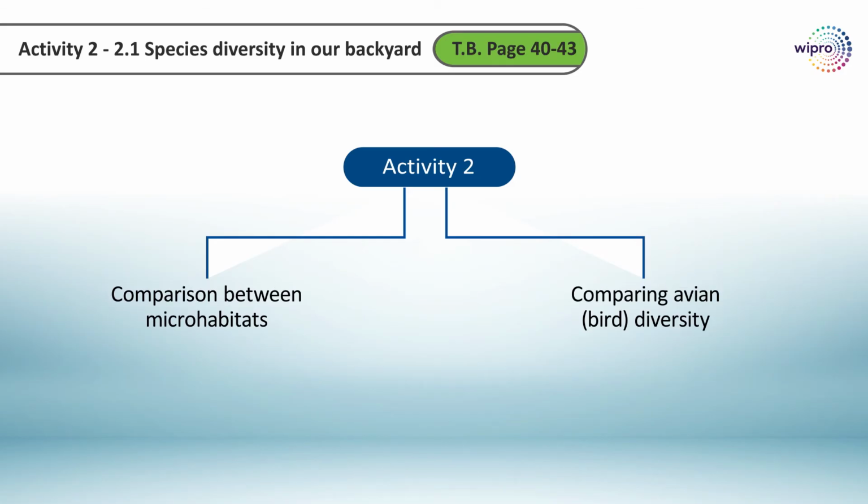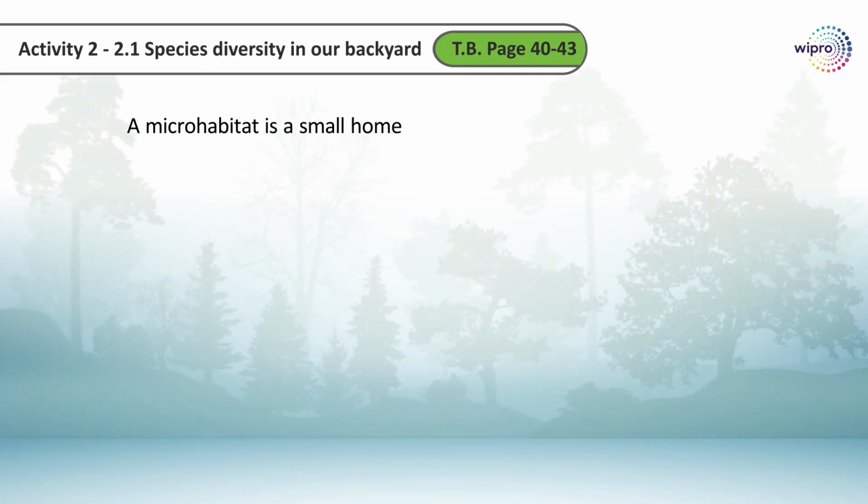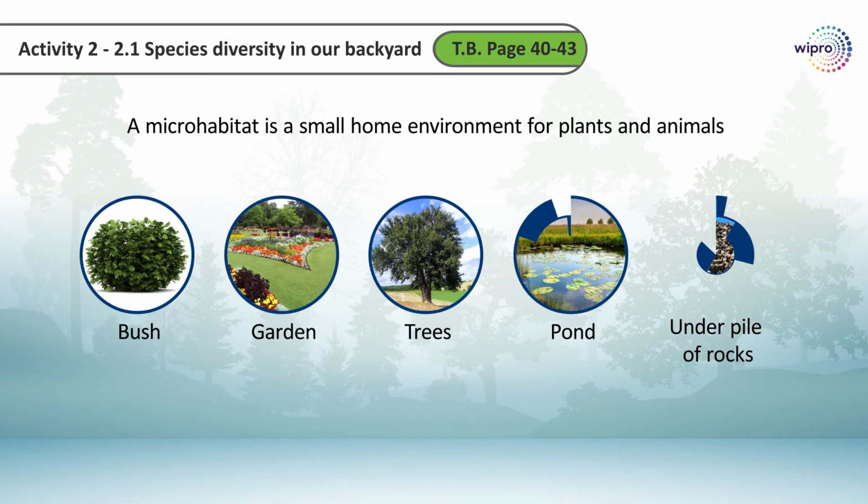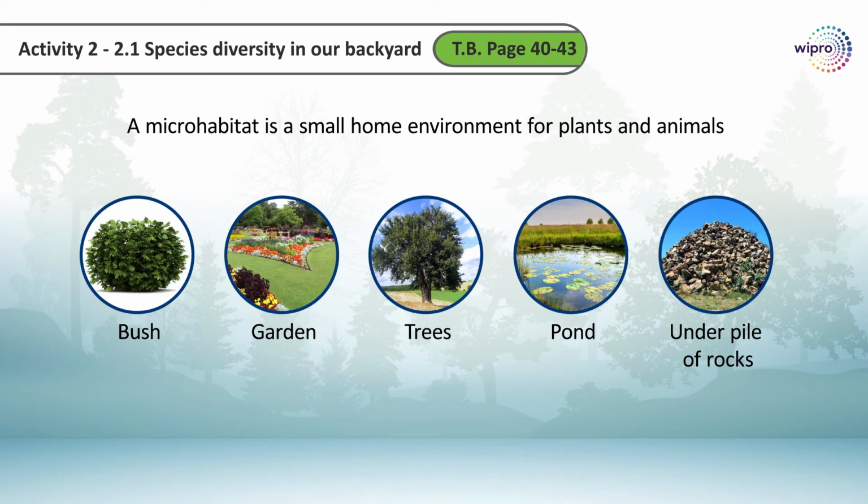2.1 is about comparison between microhabitats. A microhabitat is a small home environment for plants and animals. Examples are a bush, a garden, individual trees, a pond, area under a pile of rocks, etc.